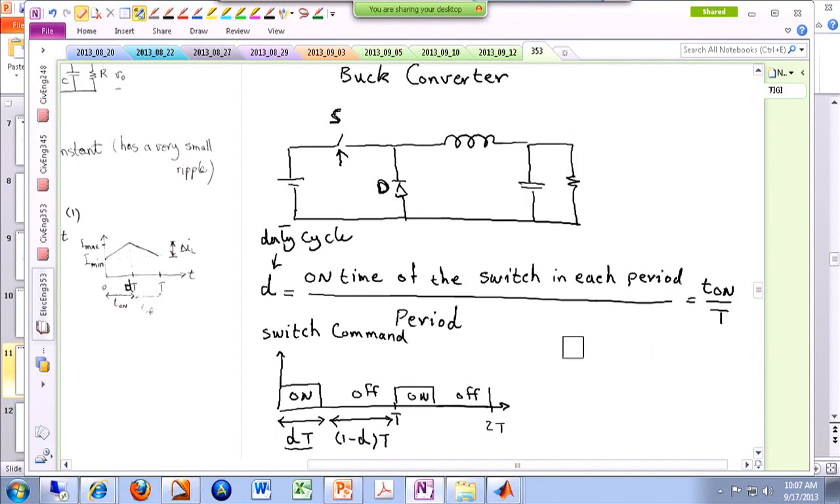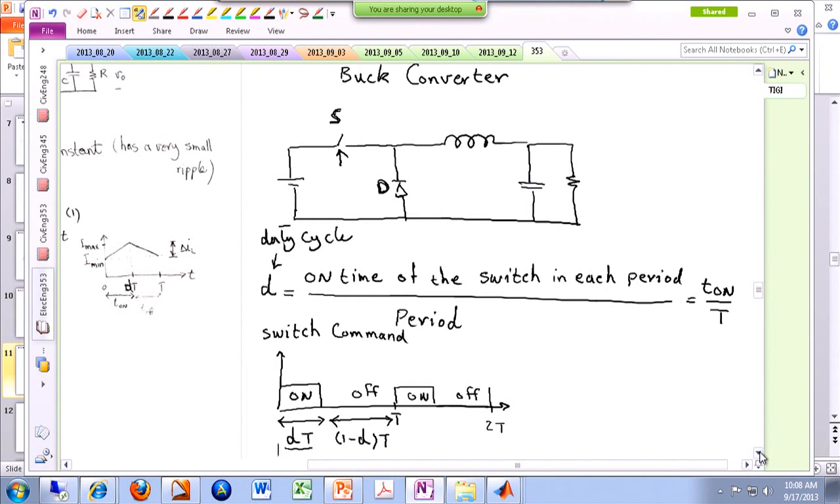Then later on, if you take a control class, D is the disturbance that is applied to the system. And a lot of times in our power electronic systems, we also have disturbance as well. So please differentiate between all of these Ds. So far, this D is just a duty cycle. It's just a number. It has nothing to do with differentiation. All right. So we have this defined as well.